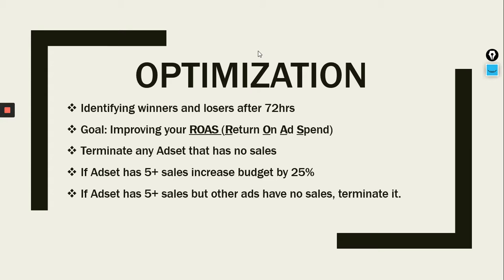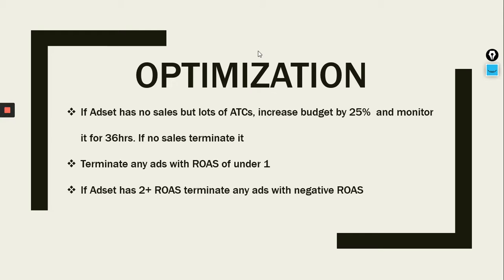So if an ad set has 5 sales but no other ad set has any sales, go ahead and terminate it. There's no need of keeping it. Then if an ad set has no sales, as we spoke earlier, but has a lot of add to cart, increase the budget by 25% and monitor it for 36 hours. If no sales, terminate it. Just let it go after 36 hours.